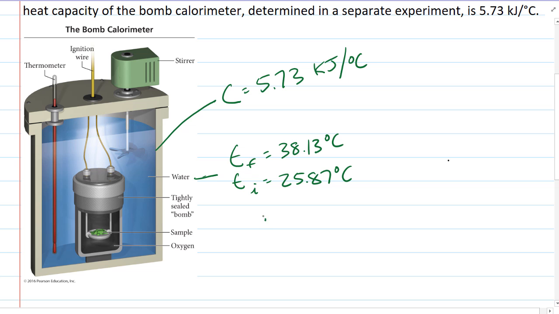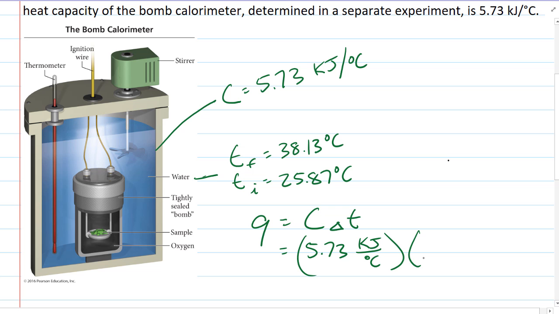At this point, we should be able to find the heat for the surroundings. That is, the Q value of the surroundings is equal to C times delta T. We place the values in here. C is 5.73 kilojoules per degree Celsius. We then multiply that by delta T. Delta T in this case is going to be final minus initial. So what is delta T equal to?